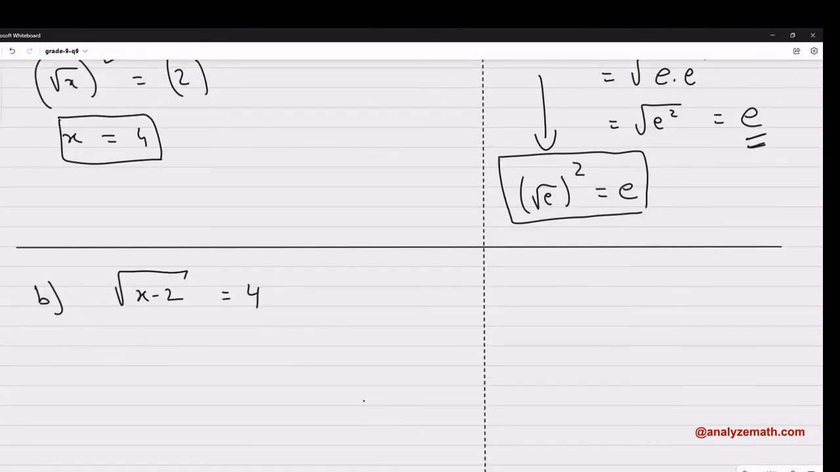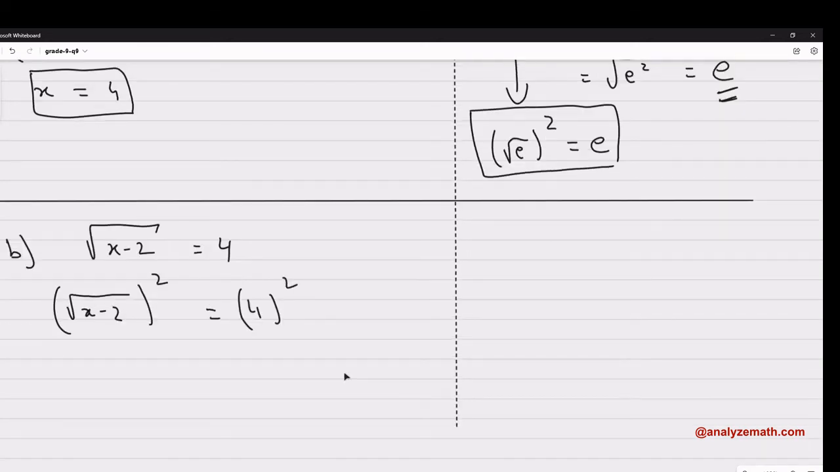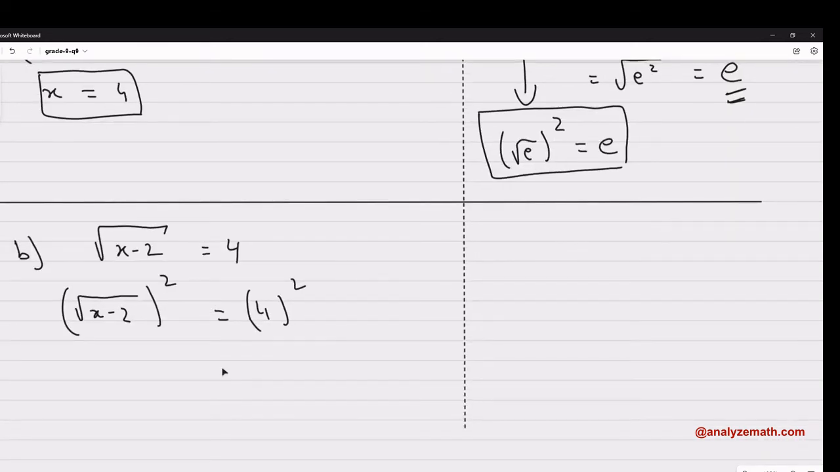Now in part B, we have the square root of an expression, x minus 2, equal to 4. So the same idea, x minus 2 under the root, and then we just go and square it. But we need to square both sides. Now this, we said, gives you x minus 2. The square will allow you to get rid of the radical. This is what we have here. The other side, 4 to the power 2, that's 4 by 4, 16.